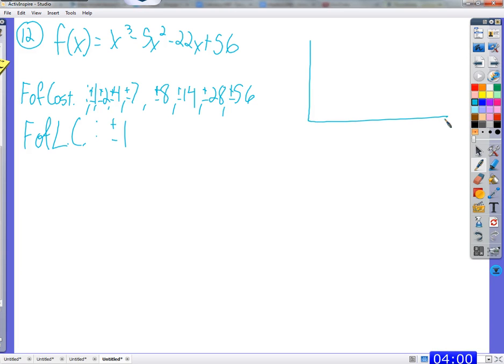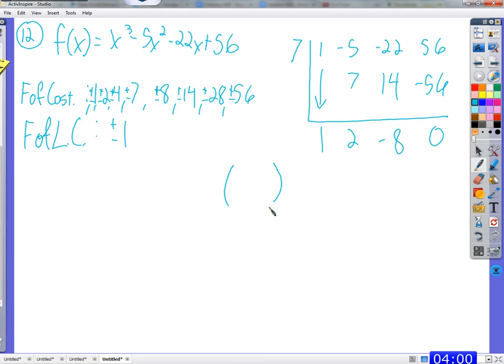Again, we set up the synthetic substitution with 1, 5, 2, 6. And we make our guess. Does anybody guess something that worked? Yeah. 7. 7 times 1 is 7. 2, 14. -8. 6 and 8. 2 worked. 2 also worked? Okay, well that'll help us in just a second.